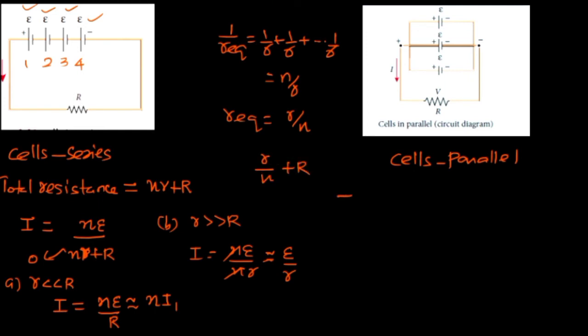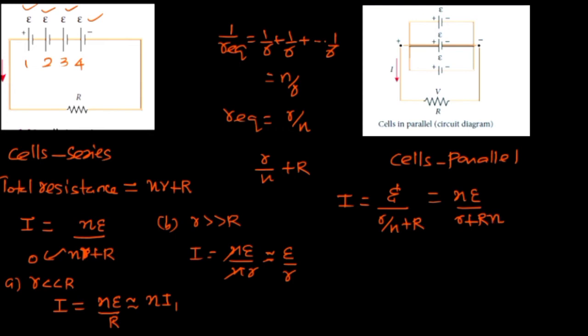Now what is the current? Total EMF is epsilon, ஒரே ஒரு செல்லோட EMF, divided by r by n plus capital R. Or you can say இது மேல போயிரும், n epsilon divided by r plus nR. Okay, that's all.